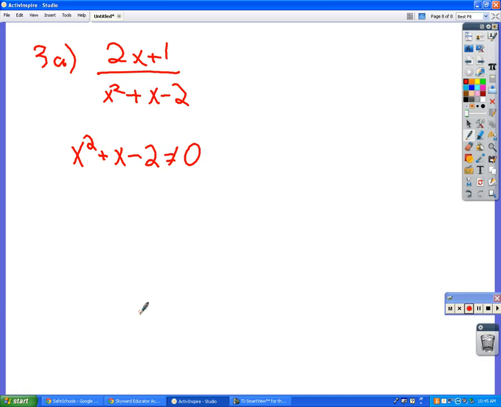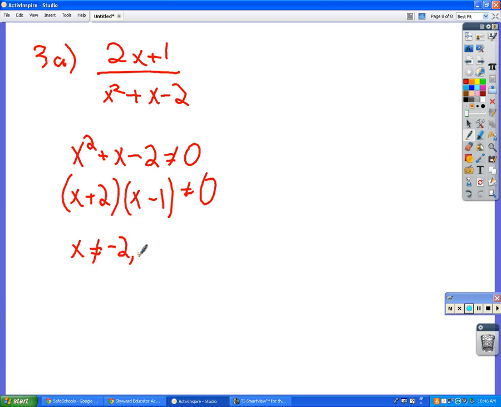So what Raina's doing is factoring this in her head, maybe. You're just plugging in numbers, just guess and check. Okay, well, the easy way to do it is to factor. What does it factor into? Plus 2, minus 1. Okay, so that means x cannot equal what?